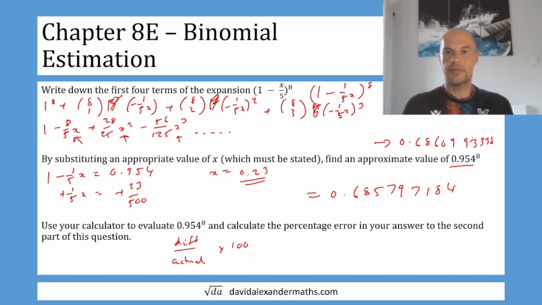Okay, so 0.6860993338 minus the answer, because this lower one was currently sitting on my calculator, equals whatever. Divide that by the actual one again, so 0.6860993338 multiplied by 100, and we'll probably find this percentage error is really, really small. Yes, it is.